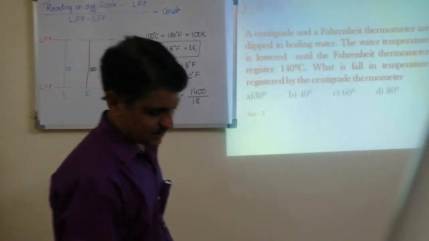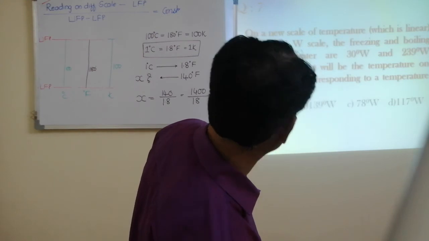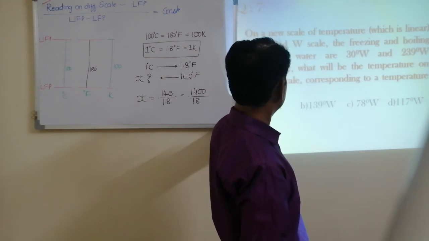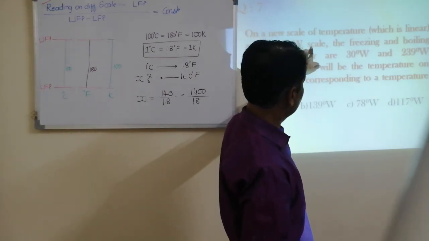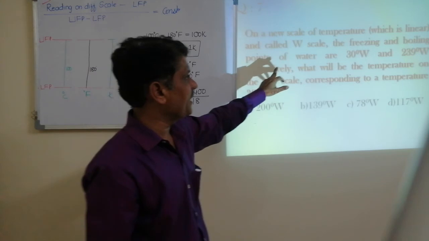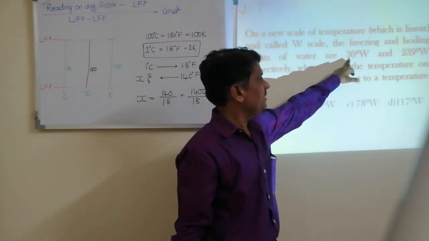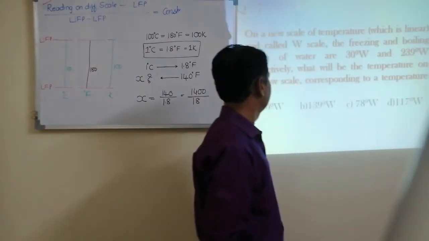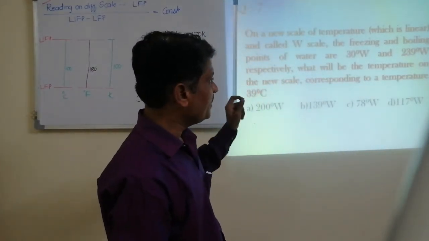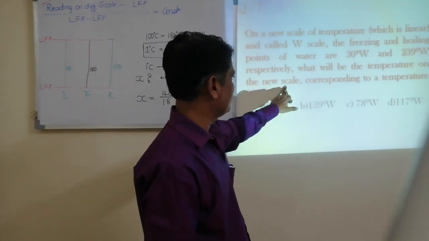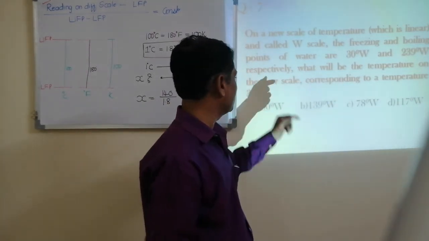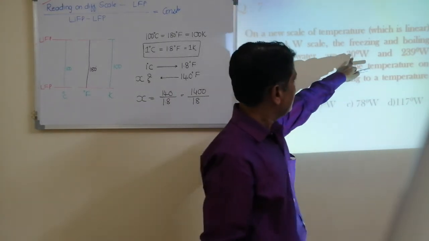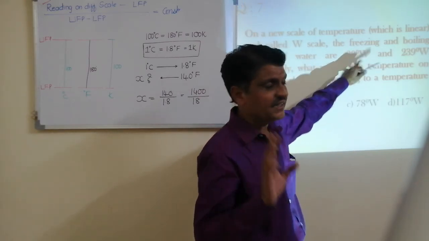Got it? Okay, 6th question done. Next, 7th question. On a new scale of temperature which is linear, called the W scale, the freezing and boiling points of water are 39 degree W and 239 degree W respectively. What will be the temperature on the new scale corresponding to a temperature of 39 degree Celsius? Here I think there is a small mistake. Instead of 30, make it as 39 W.